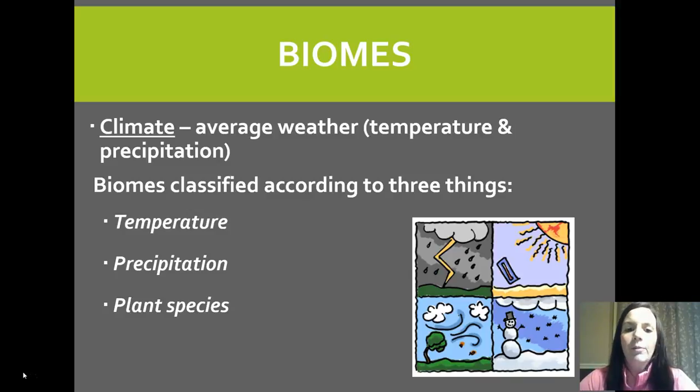So we're going to get started right away just by touching on a little bit more about biomes. In general, biomes are classified according to 3 things: their temperature, precipitation, and plant species. And just in case you need a better understanding of the word climate, climate is simply the average weather, which is the temperature and precipitation of a biome.